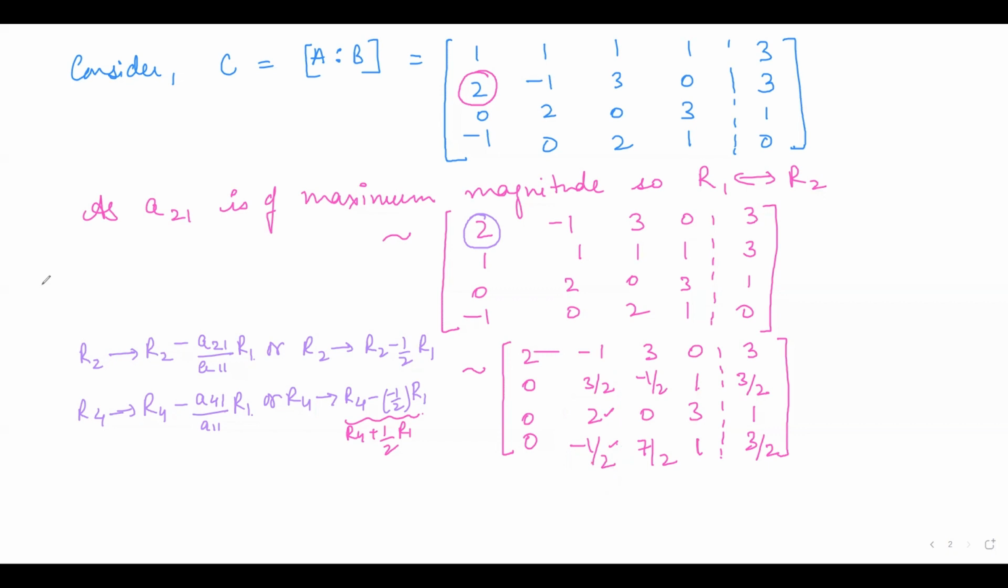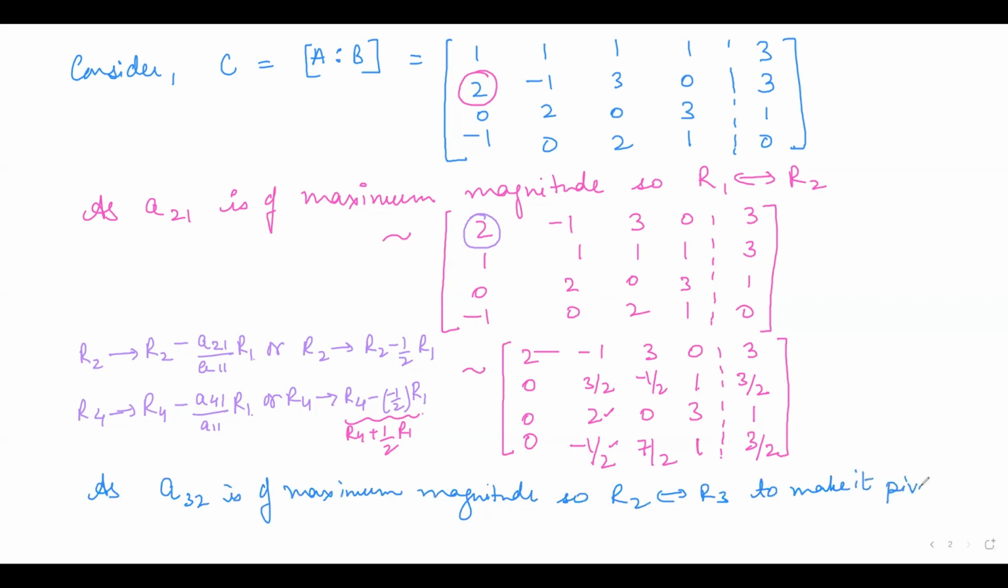So let me write this as A32 is of maximum magnitude. So interchange row 2 with the row 3 to make it pivot element. So here also to make it pivot element. Okay. So now after interchanging the rows, I'll be getting here.